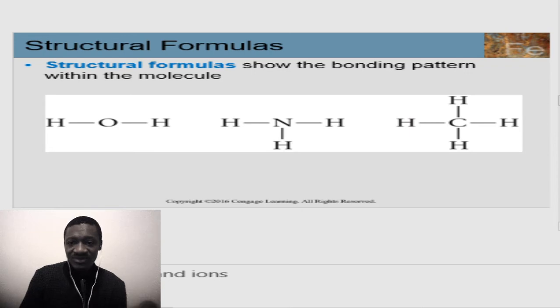So we have what we call structural formula. Anytime you hear the word structure, it has to do with a structure. So if you see a table, you know it's a table because of the structure that you can see. If you see a chair, you know it's a chair because of the structure that you can see. So the structural formula actually shows the bonding patterns within the molecule. So on the slide you can see how oxygen bonds to hydrogen, how the oxygen still bonds to another hydrogen, and when you look at that, you know that that's a water molecule.